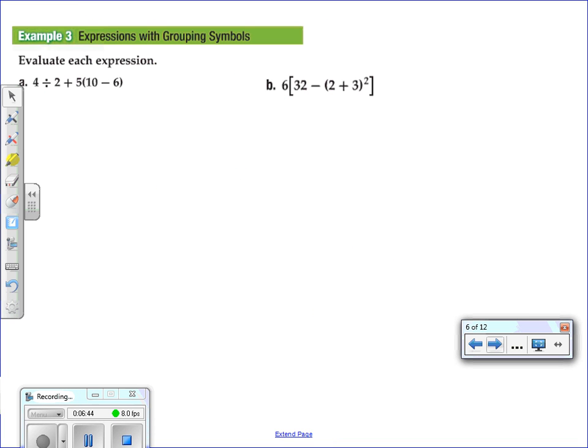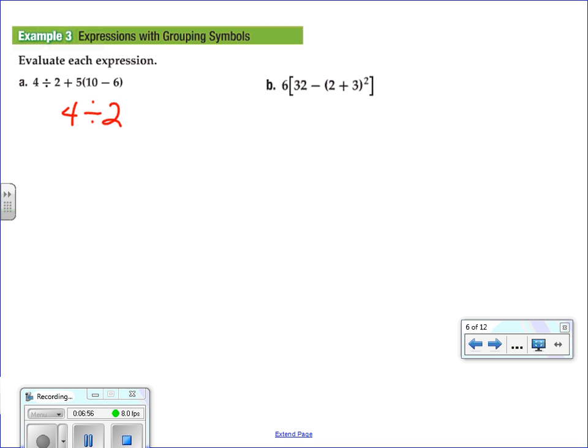All right, with grouping symbols, remember, we're going to do our parentheses first. So we have 4 divided by 2 plus 5 times 10 minus 6. Okay, so parentheses first. I've written my problem. 4 divided by 2 plus 5 times 10 minus 6. 10 minus 6 is 4.